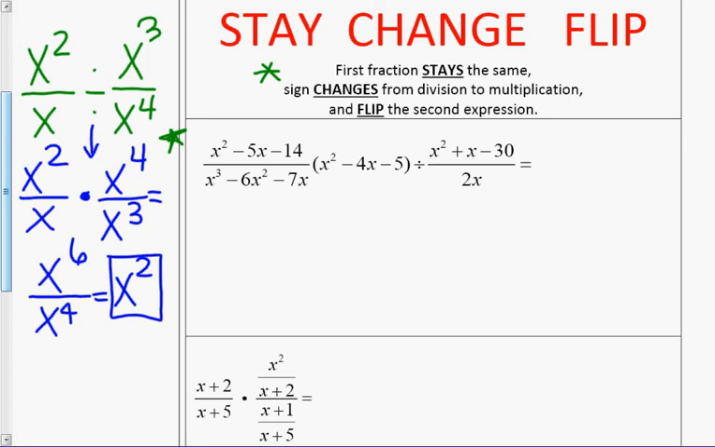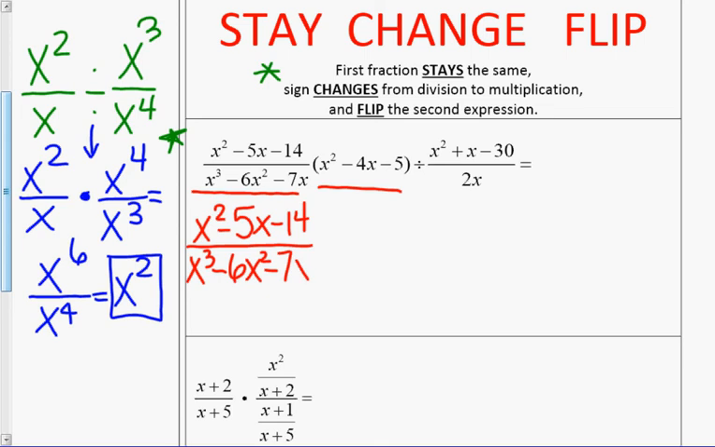Okay, so that's just like a little example for you guys, so you could kind of see it in an easier way. So what I'm going to do to help you out right here is we're going to do the stay, change, flip before we do anything. So I see in this problem right here, I have this fraction and this trinomial, and I'm multiplying them together. So this is really x squared minus 5x minus 14 all over x to the 3rd minus 6x squared minus 7x times, now how would I put this trinomial as a fraction? You just put it over 1. So x squared minus 4x minus 5 all over 1.